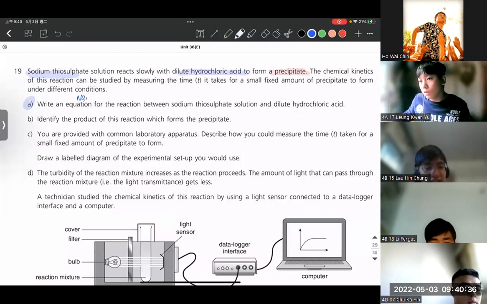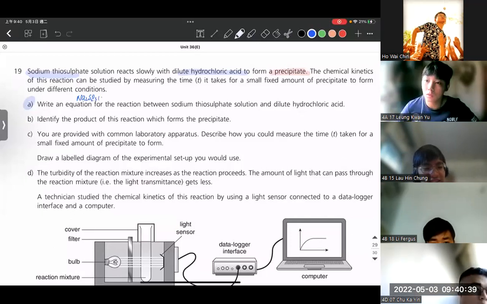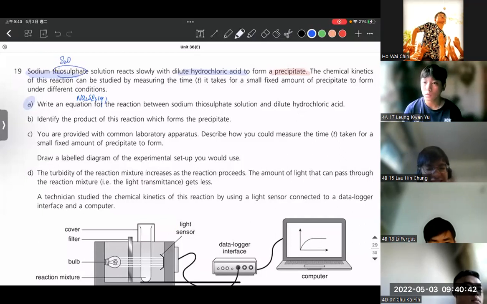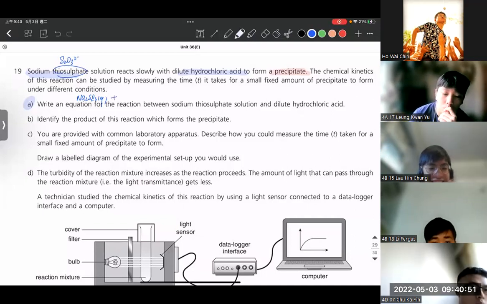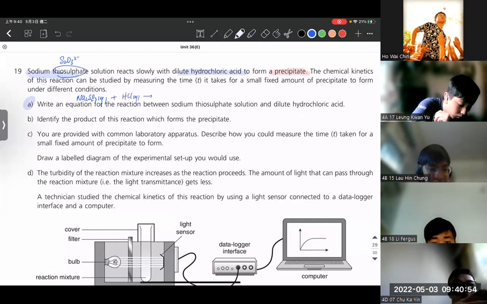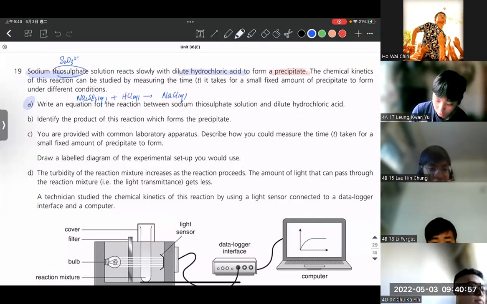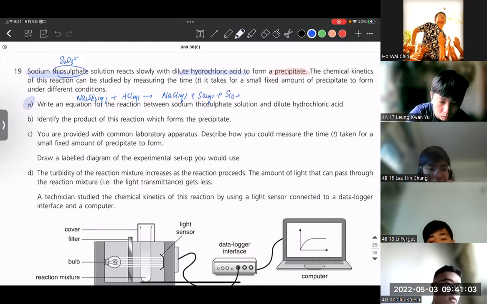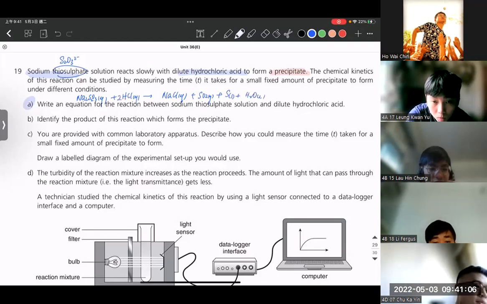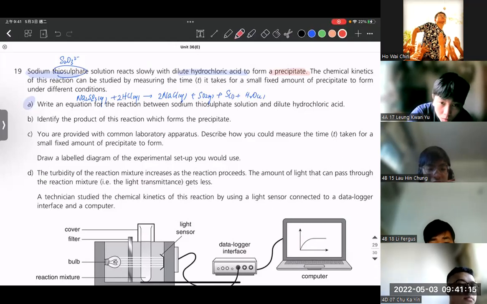So sodium thiosulfate, Na2S2O3 (aq). Now this one, S2O3 2 minus, is the anion. You need to memorize it, together with HCl to form sodium chloride (aq), SO2 gas, sulfur, and H2O. So remember to balance the equation. You may also write down the ionic equation as well. Anyone who can tell the ionic equation?